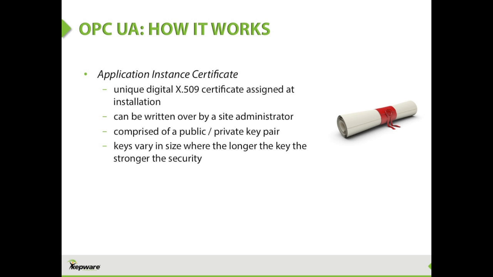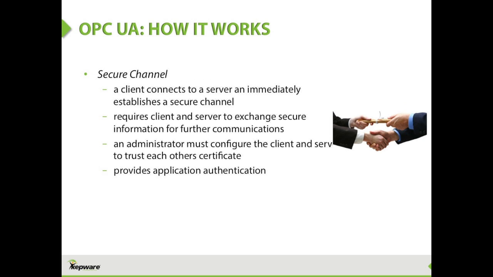Essentially, the public and private keys are large prime numbers that are really hard to guess. The bigger the number, the harder it is to guess. So UA uses this technology, and then let's look at how it actually uses it to secure communications between a client and a server.